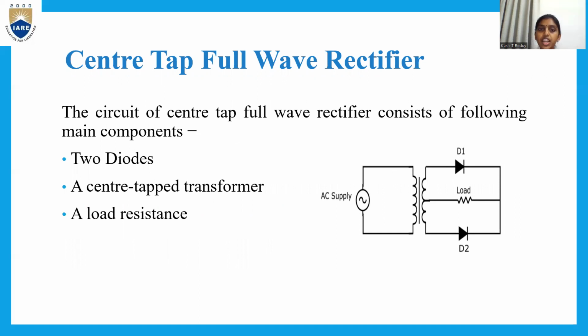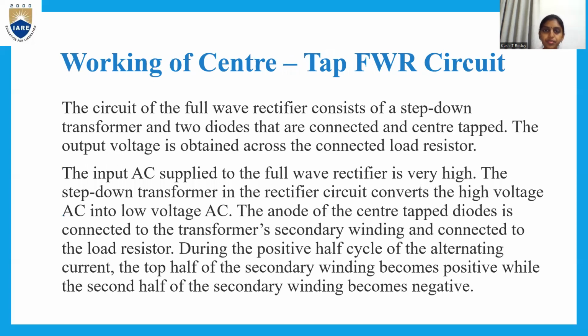The circuit of the center tap full wave rectifier consists of the following main components. It consists of two diodes, a center tapped transformer and a load resistance. You can see in the picture shown, you have an AC supply, a transformer, two diodes named D1 and D2, and a load resistance, as shown in the figure. So these are the main components of the center tapped full wave rectifier.